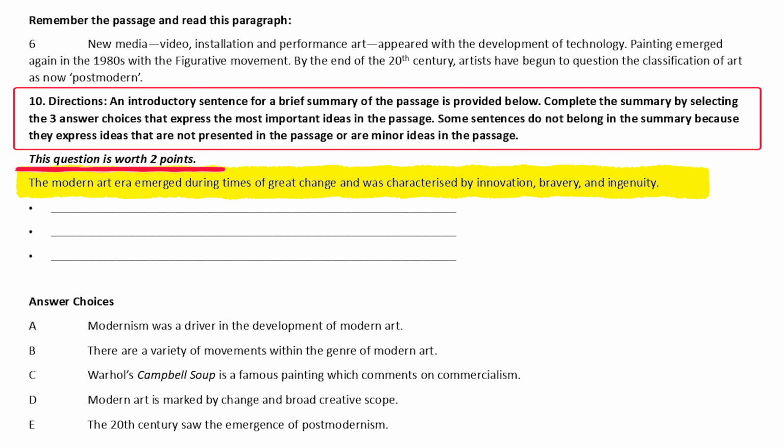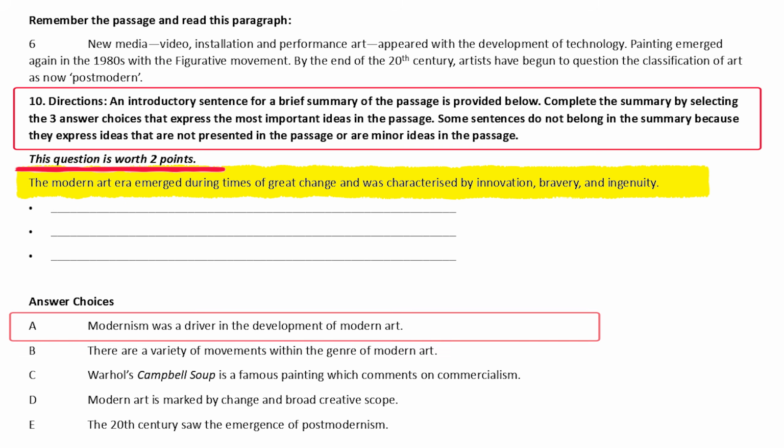Now, let's go through the answer choices one by one to find the 3 main ideas that best complete this summary. A says, modernism was a driver in the development of modern art. This is a key point from the passage. Paragraph 2 specifically says, modernism has an important connection with the development of modern art, and it explains how this led to more freedom, individual expression, and a breakdown of traditional norms. That's a big idea, and it supports the summary's theme of change and innovation. So A is correct.